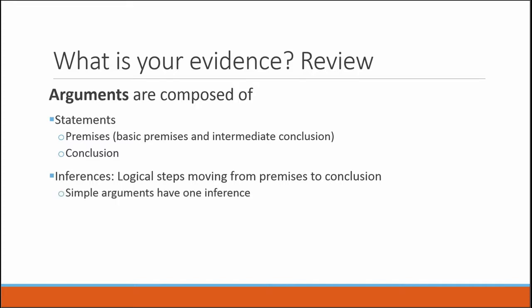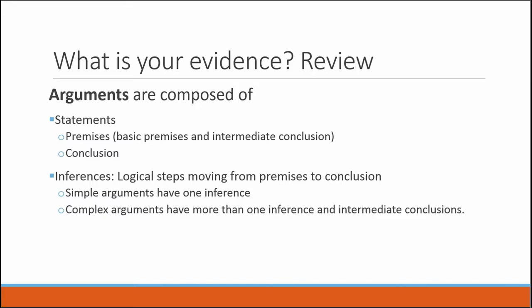Simple arguments have one inference. You move directly from basic premises to final conclusion. Most arguments are complex arguments. They have more than one inference, which means they have intermediate conclusions between the basic premises and the final conclusion. Inferences, the logical steps moving from premises to conclusion.